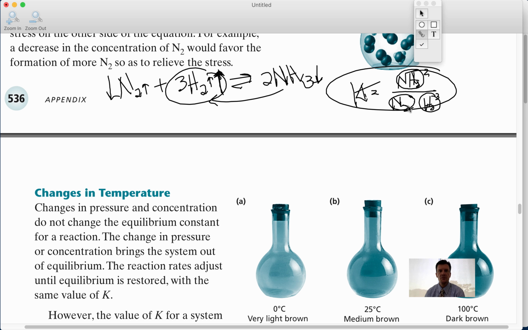I made the denominator too big, so it needs to shift this way, use up some of that H2 and use up some of the N2, so the N2 will go down, H2 will go down, and NH3 will go up a little bit in order to get back to the same ratio. You won't have the same concentrations, but the concentrations, when you plug them in, will give you the same K value that it was before.